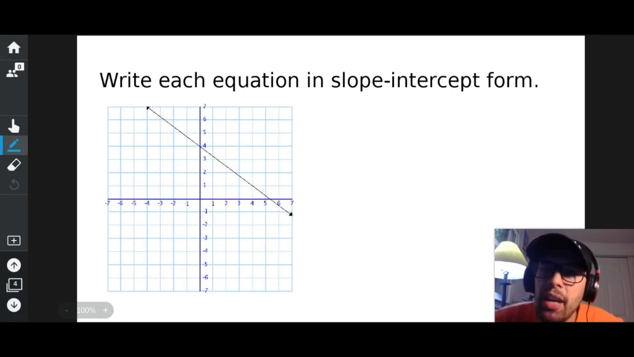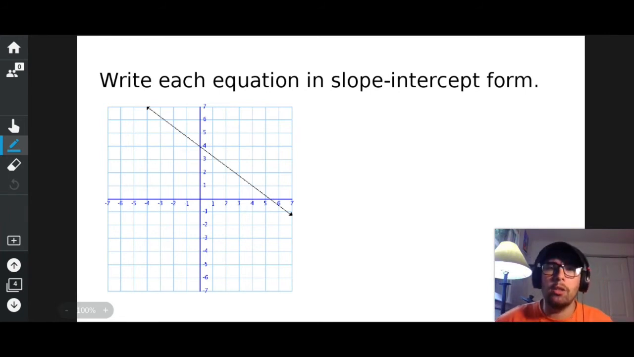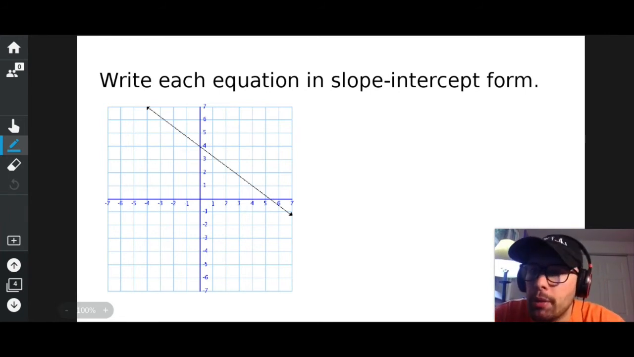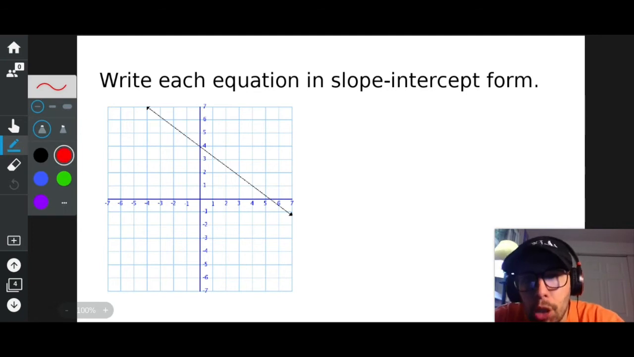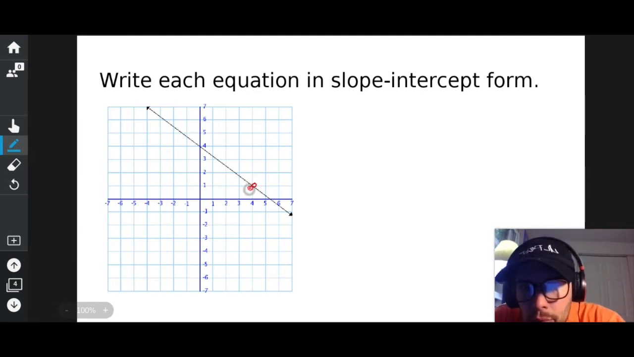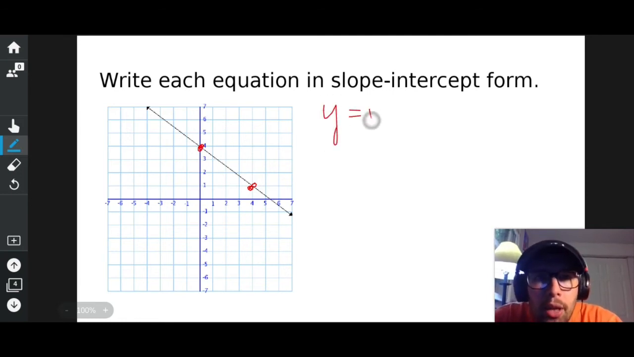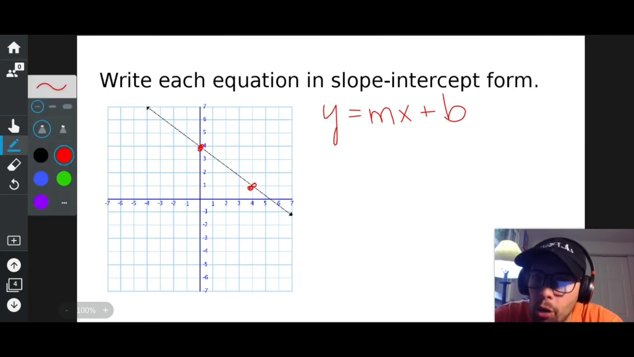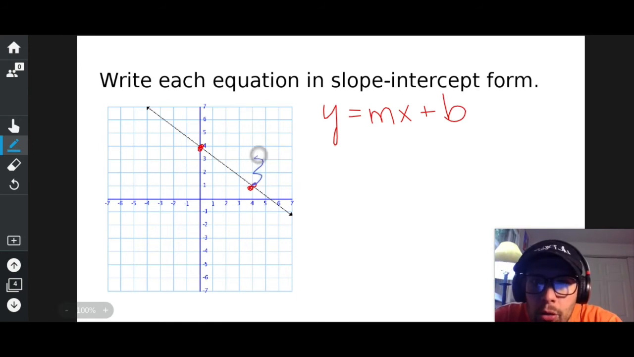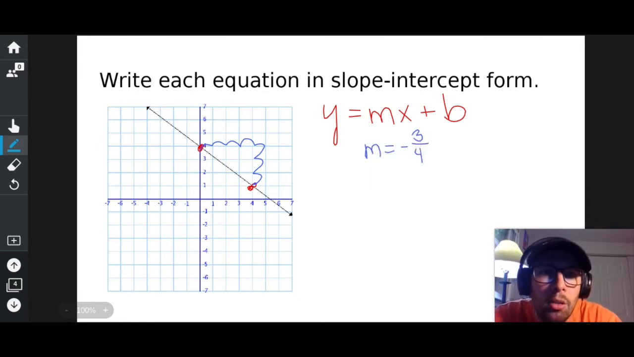Where are my dots now? Well, let's pick a couple of them. I could put a dot here, and then I could put a dot here. Y equals mx plus b. M is my slope. So my slope is negative. I go up 1, 2, 3 over 1, 2, 3, 4. So my slope is negative 3 over 4. Can I simplify that? No.